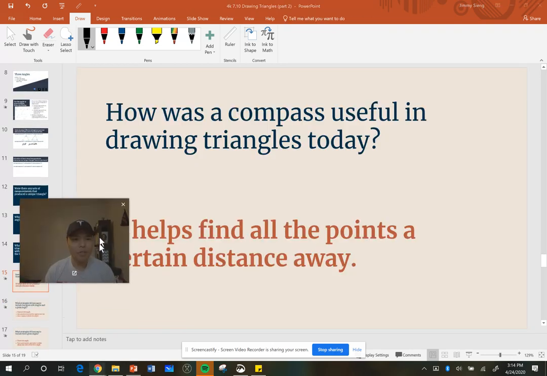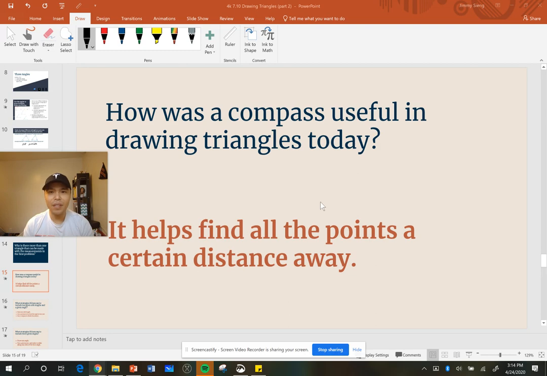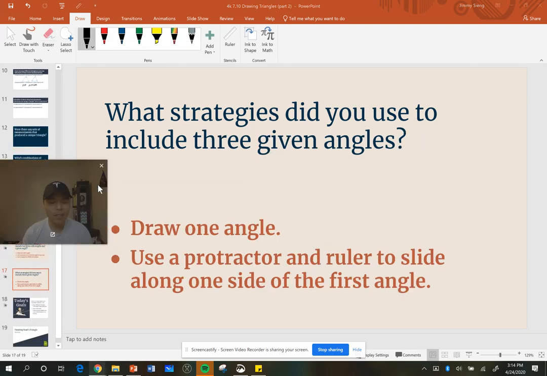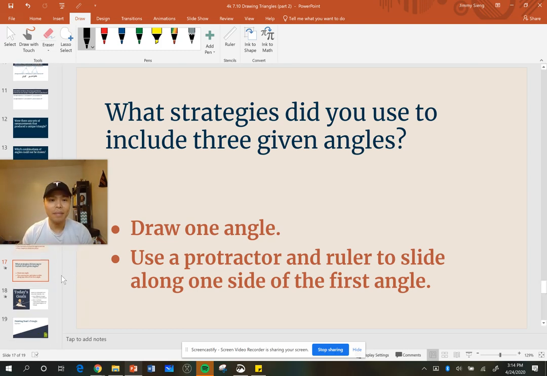Some other questions I want you to know. If I asked you, how is a compass useful in drawing triangles today? Well, we don't have a compass with us, but it does help you find the points at a certain distance away. Another part is what strategy you use to include 2 side lengths and a given angle. One strategy is to draw a side length, and then you use a compass or protractor. Again, I won't be using it. Sorry, quarantine life is too hard to use that. But yeah, so what strategy you use to include 3 given angles? Again, protractor, ruler, but we use our little applet, right? And we have the angles put together.